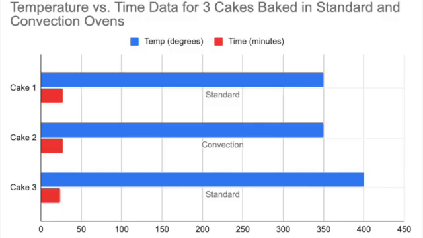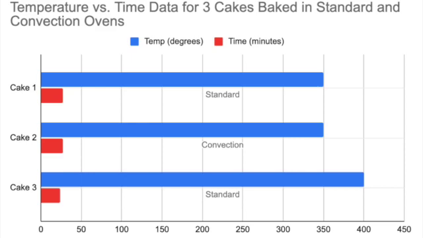So in the next part of our computation, we made measurements and observations for cakes baking in standard versus convection ovens. Our first cake baked in a normal oven at 350 degrees for 27 minutes. The second cake baked in a convection oven at 350 for 27 minutes. And the third cake baked in a normal oven at 400 degrees for 24 minutes.